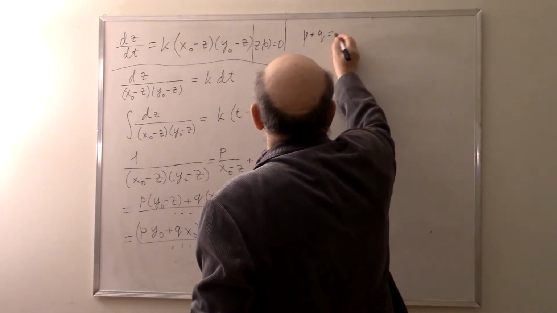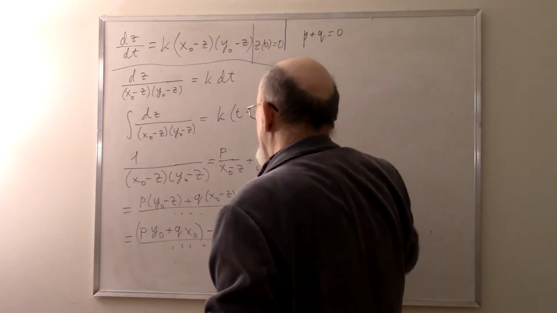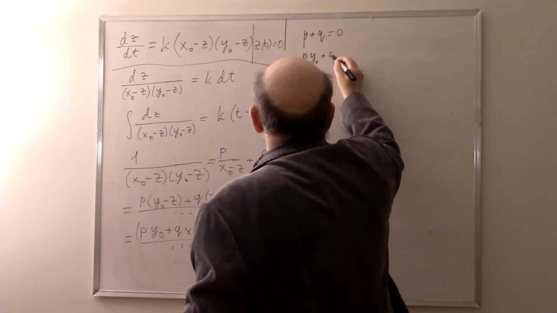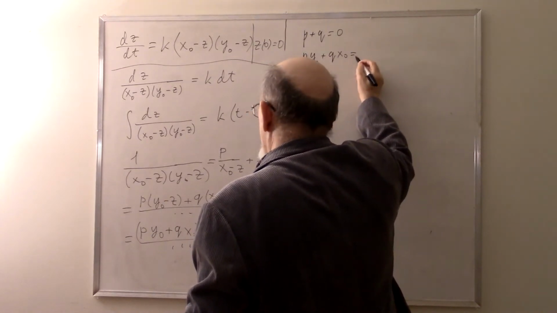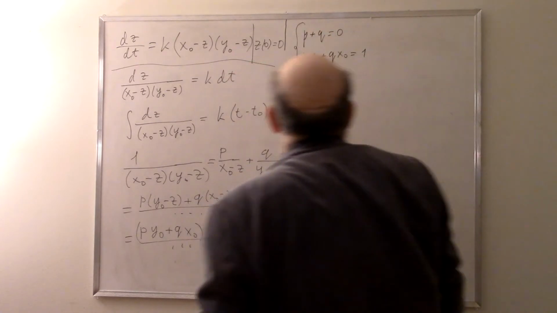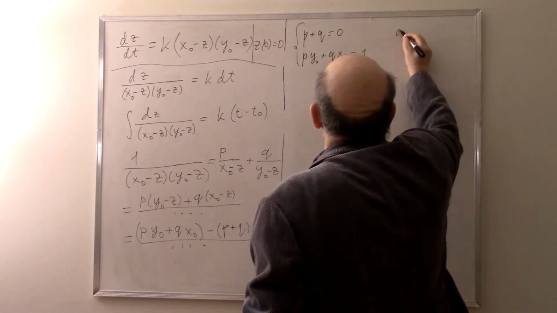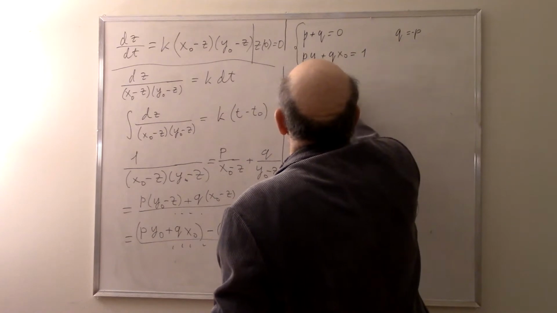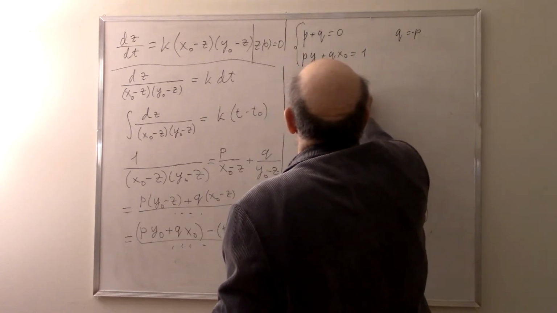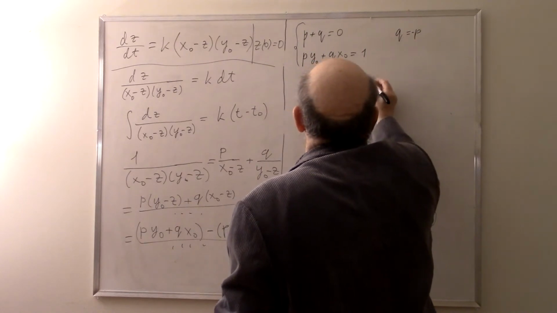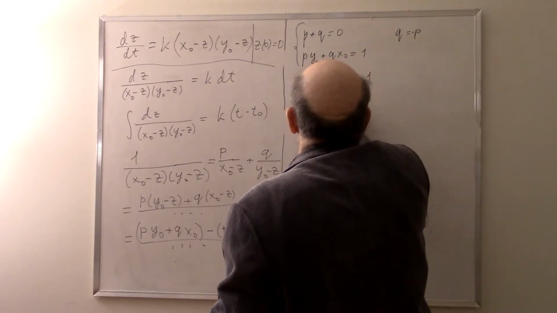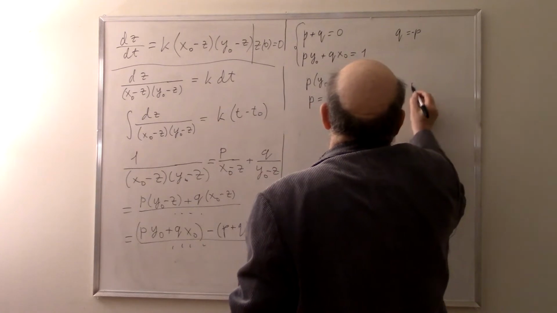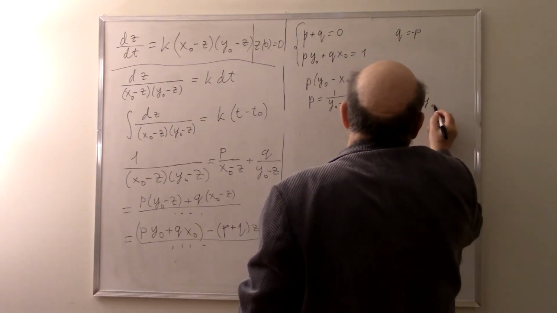p plus q equals 0, this is the coefficient at z, and p y0 plus q x0 equals 1. So q equals minus p. p(y0 minus x0) equals 1. P equals 1 over (y0 minus x0). Q equals 1 over (x0 minus y0).